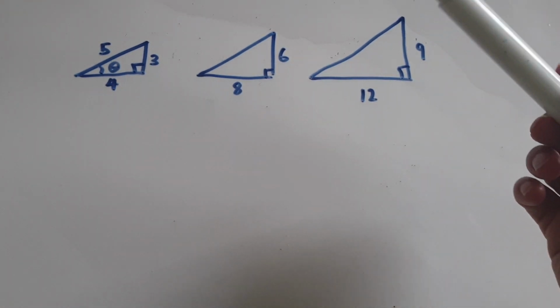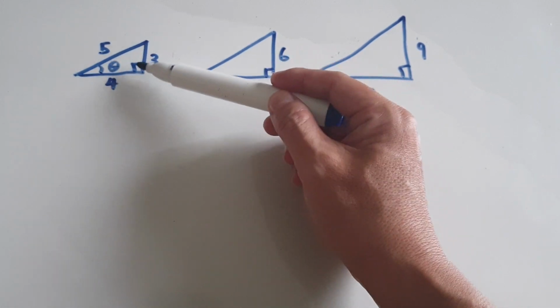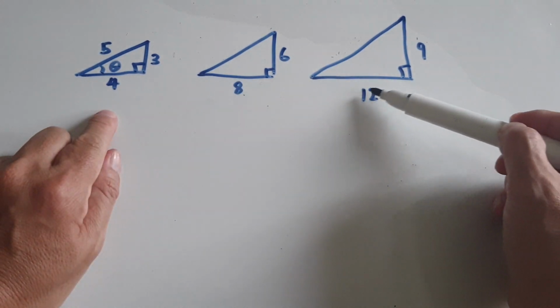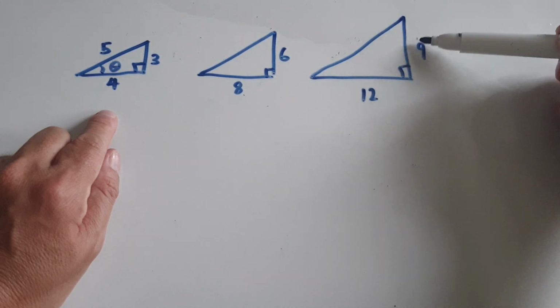Let me give you an explanation on similar triangles. So let's consider this triangle 3, 4, 5, a right angle triangle. If you double the length, it would be 8. If you triple the length, it would be 12. If you double the height, it would be 6. If you triple the height, it would be 9.